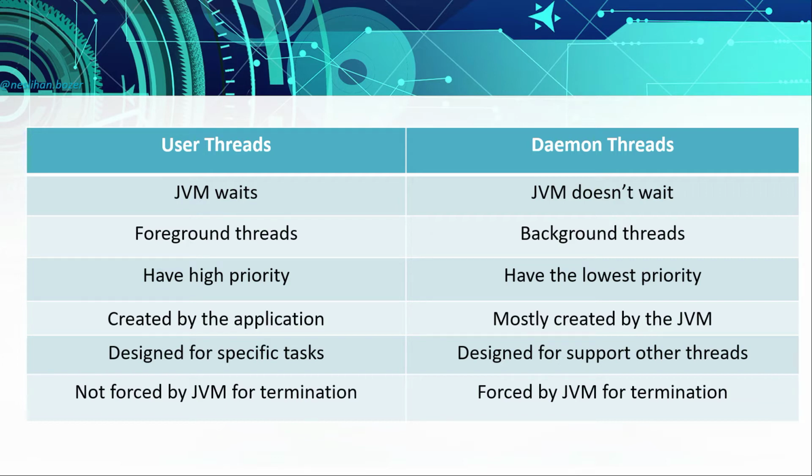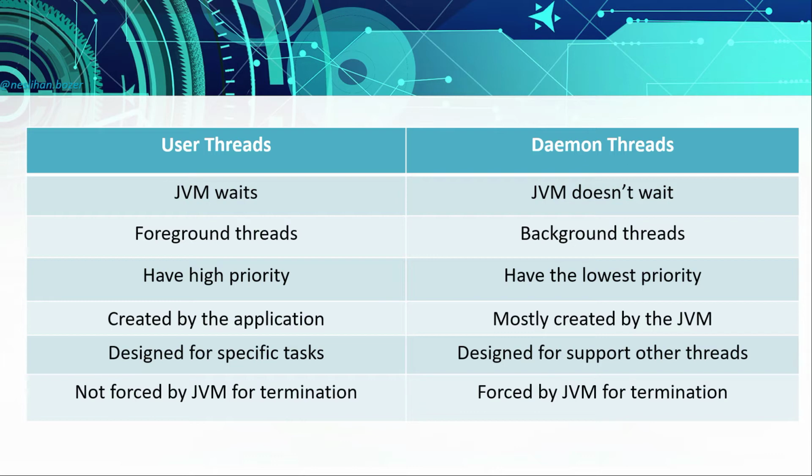The daemon threads are low priority threads that provide background support to the user threads. They provide services to the user threads. A child thread created from a daemon thread is also a daemon thread. User threads are generally created by the application, whereas daemon threads are mostly created by the JVM. User threads are created by the application to perform some specific task, whereas daemon threads are mostly created by the JVM to perform some background task like garbage collection.